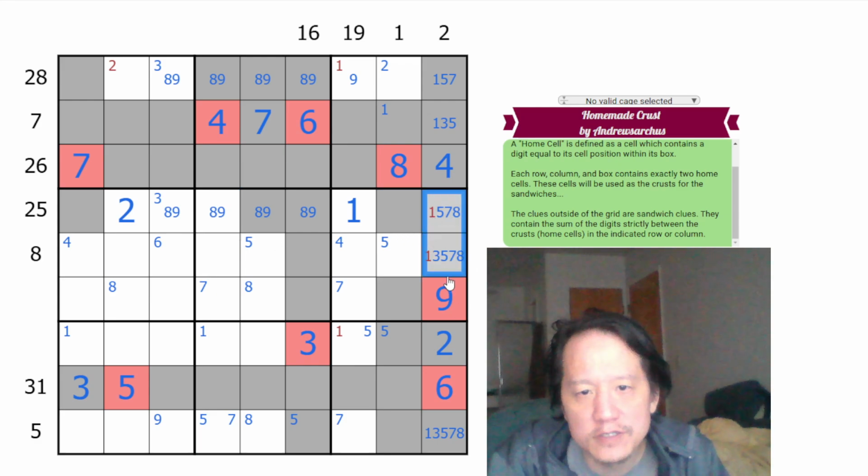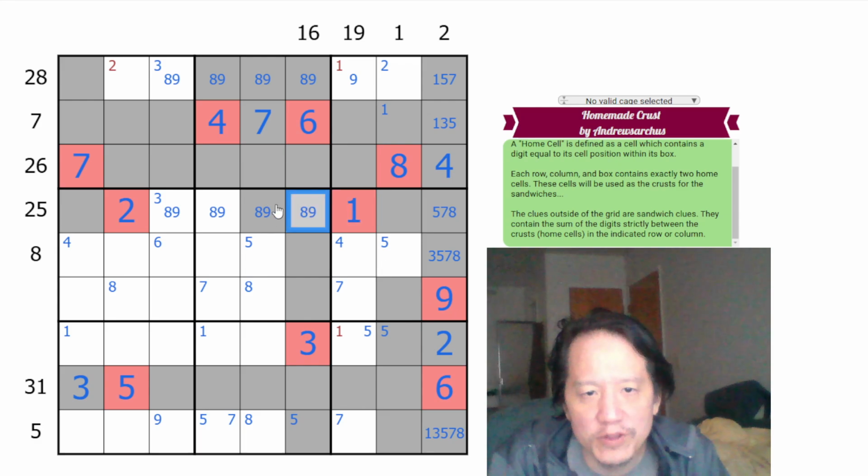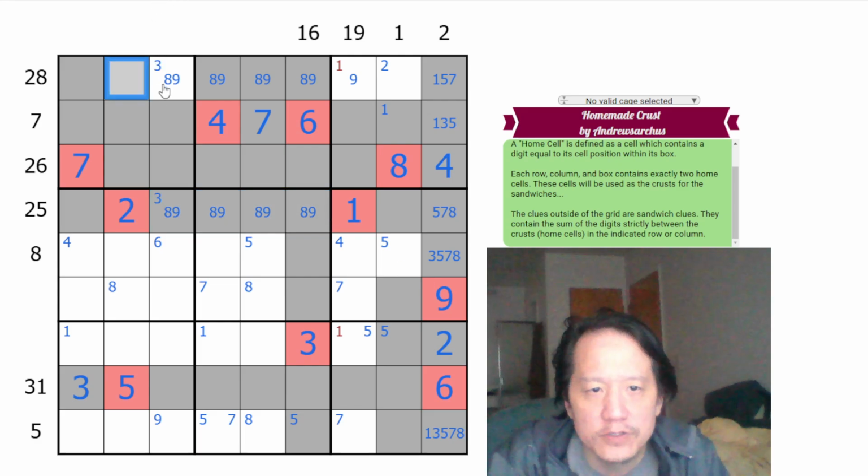There's no 1s here. This is a home cell. Yeah, because it's the only one that fits 4 in between. So this cannot be 2 and cannot be the home cell. So this has to be the home cell, which makes that a 3. This can't be a home cell and it can't be 1. So this has to be a 2 in the home cell.